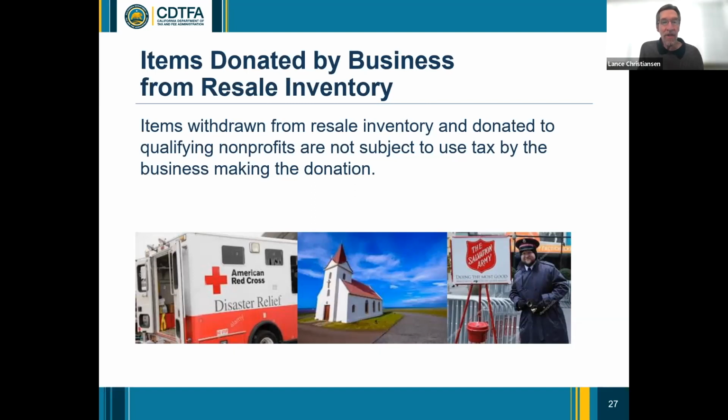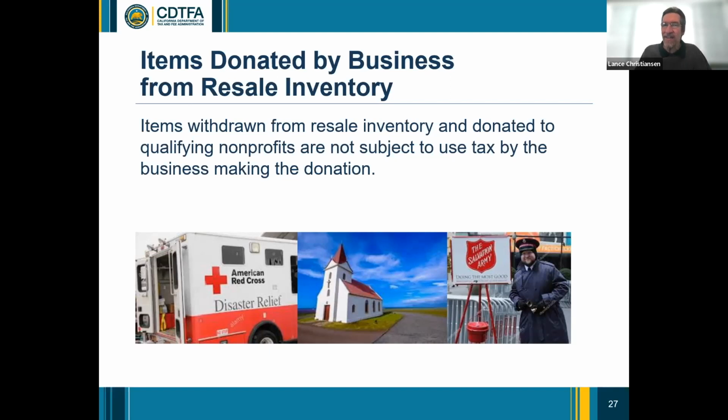So I just explained how generally a business, if they pull things out of their inventory and give them away, they're going to owe use tax on it, unless they give it to a nonprofit, which can be great for you if you're doing, say, an auction and you're going around to local businesses trying to get items that you can auction off. You can tell them, hey, by the way, when you pull this out of your inventory, you don't have to pay any use tax because you're giving it to us.